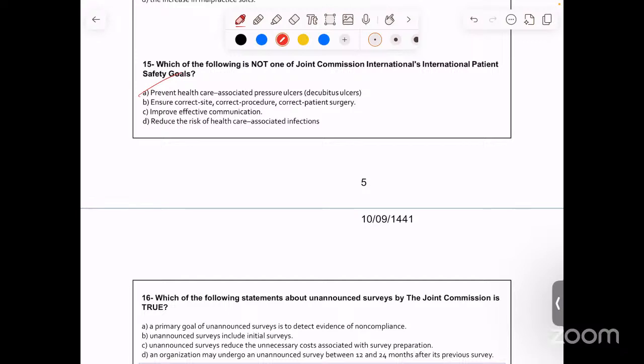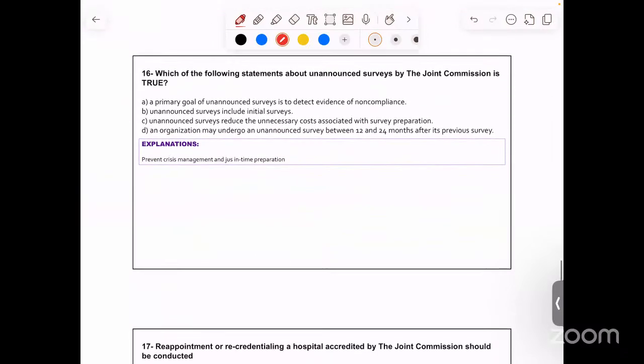Reduce the risk of healthcare associated pressure ulcer is not included in the patient safety goals. Okay. Number 16, which of the following statements about unannounced surveys by the Joint Commission is true?